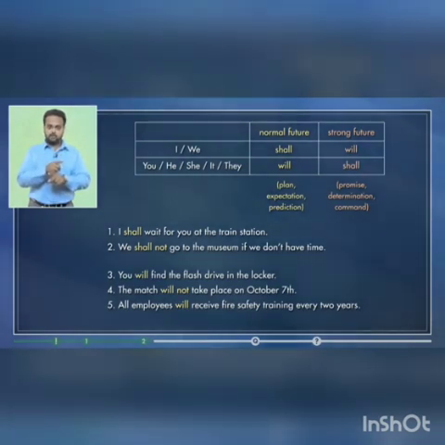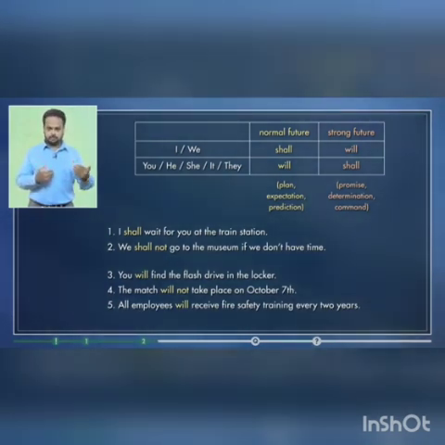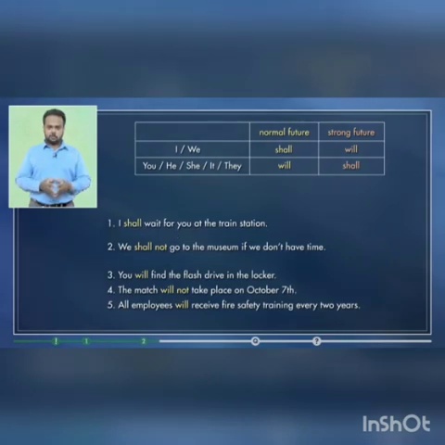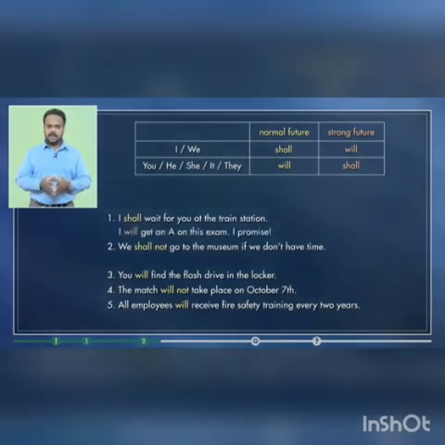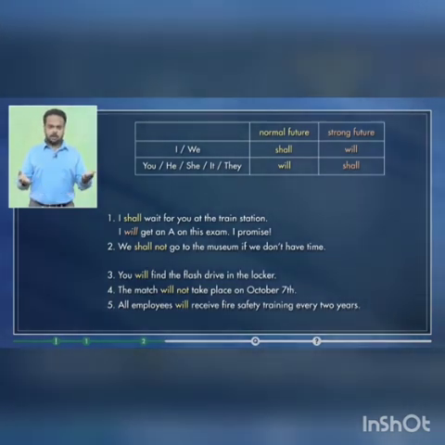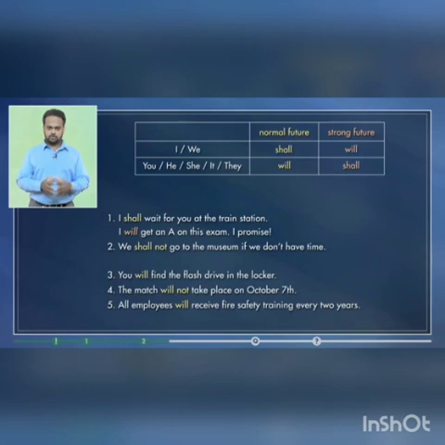So now we're going to use will with the first person, I and we, and shall with the second and third person. Take this sentence for example. I will get an A on this exam, I promise. Compare this to the previous sentence. I shall wait for you at the train station. There's no emotion there. It's just a simple future arrangement.